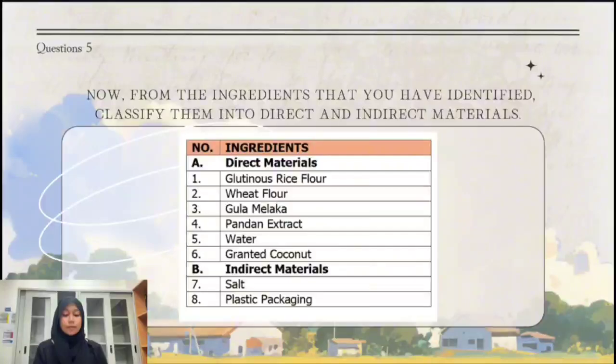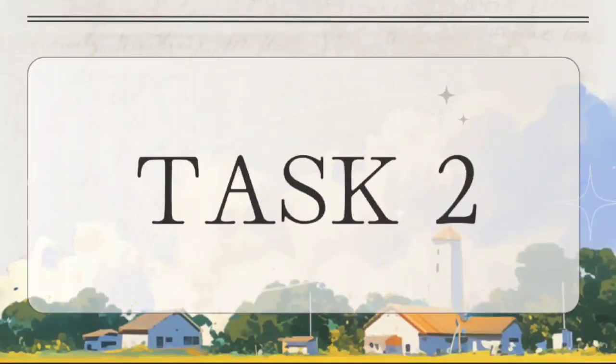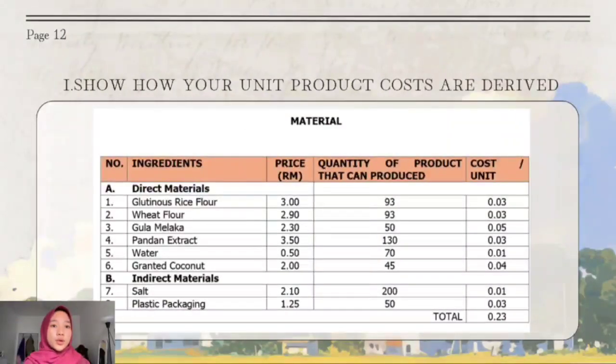So for our direct material is glutinous rice flour, wheat flour, gula melaka, pandan extract, water, and grated coconut. The indirect material is salt and plastic packaging. So we will show how our unit product costs are derived.